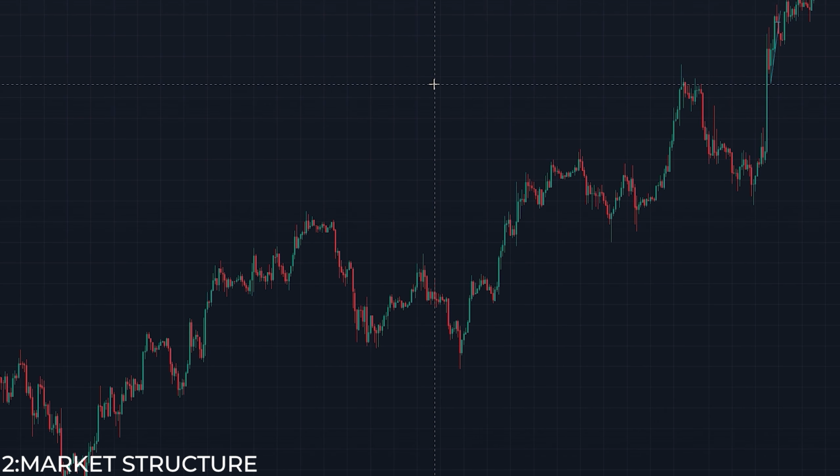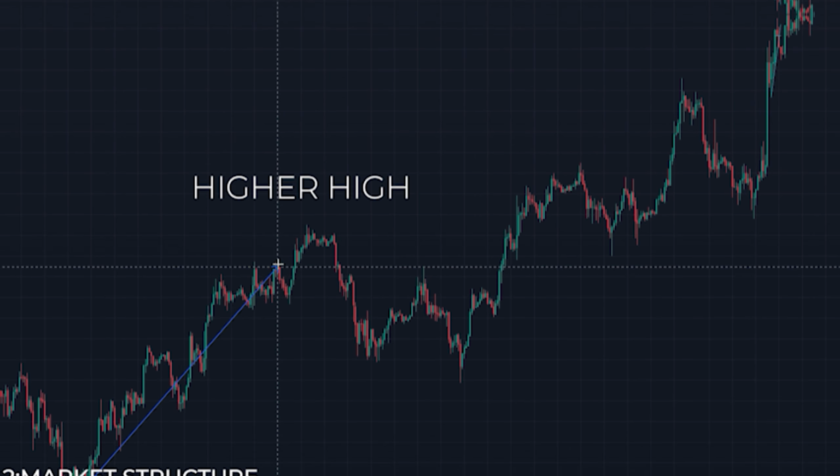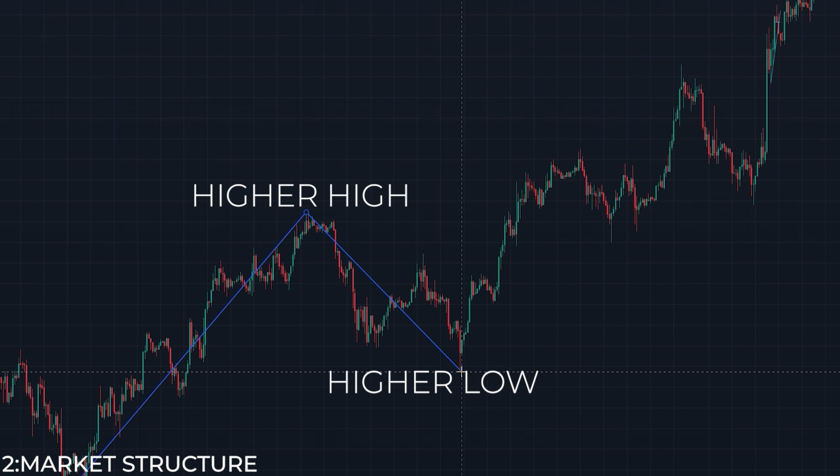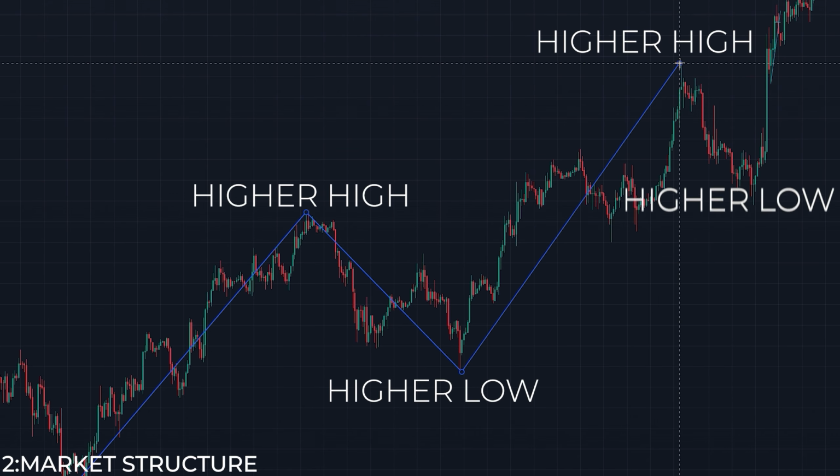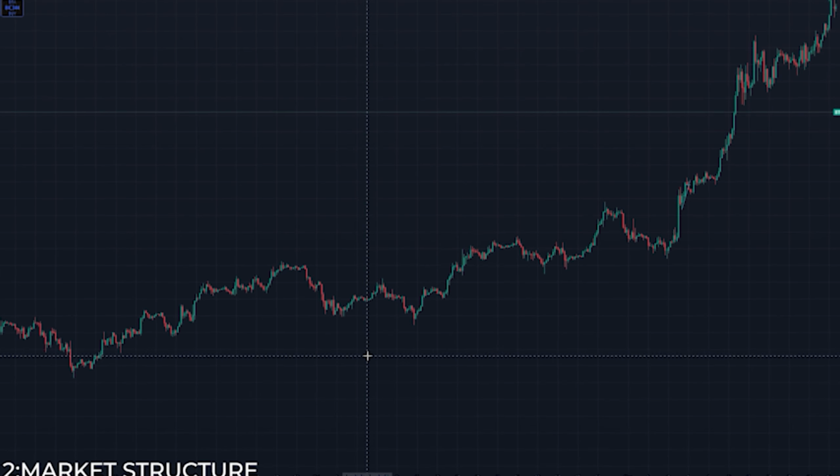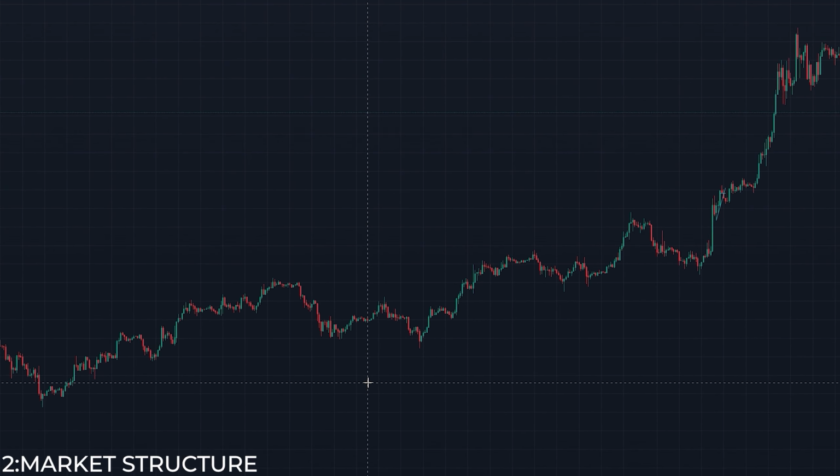However, the reason why this particular market is considered an uptrend is not because it is just moving up, but because of the structure of the market. If you look closely at the market movement, you will see that it continued to form what are called higher highs and higher lows. So what we see here is that we have higher high, higher low, higher high, higher low. That's what upward price movement is all about.